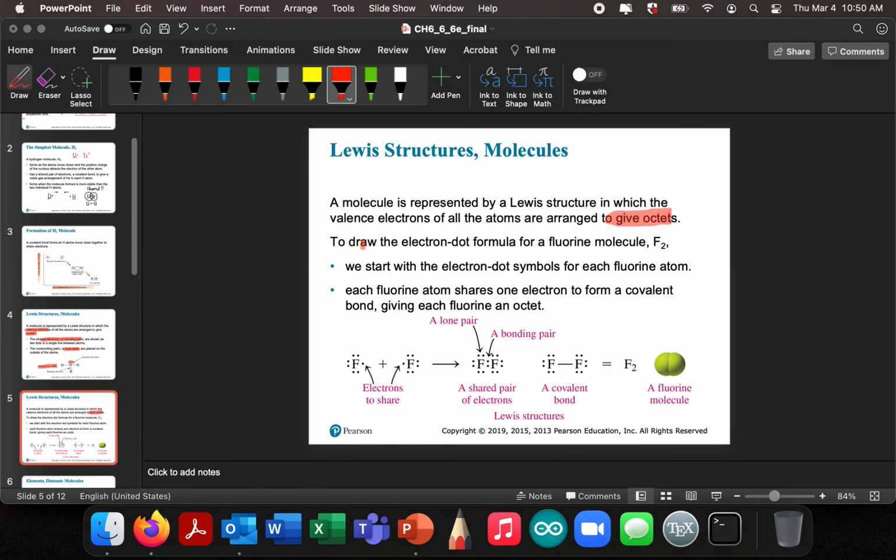To draw the electron dot formula for a fluorine molecule, right, we're going to do something very similar. We're going to draw a fluorine atom and another fluorine atom, right? And they're both going to say, hey, I need 8 in my outer shell, but I only have 7. If I can borrow one from you, that'd be awesome. So this fluorine says, hey, look at that. Let's come with a different color.